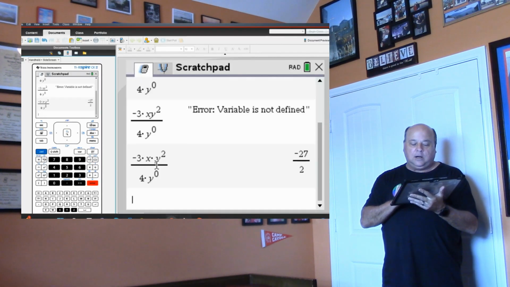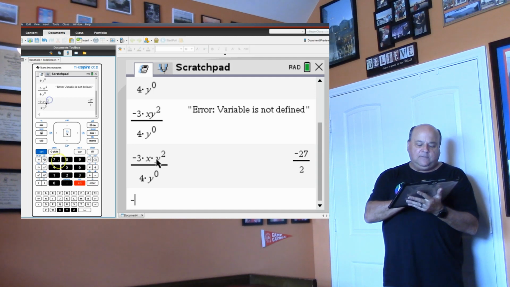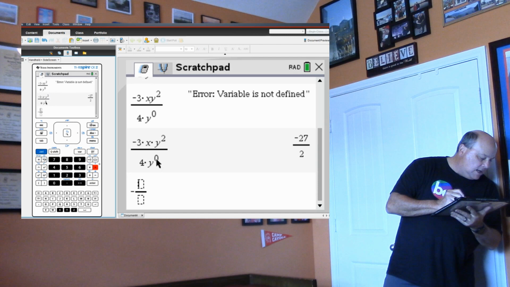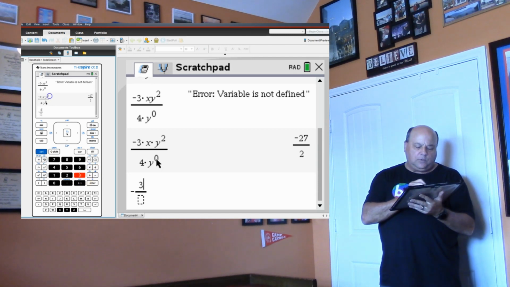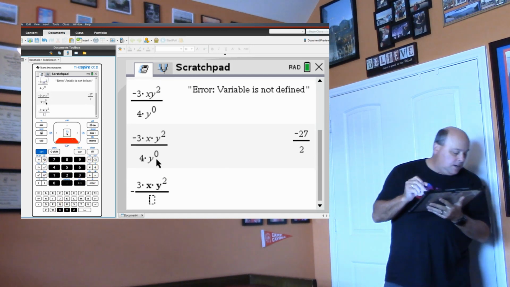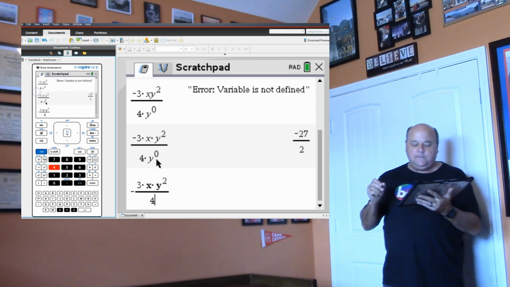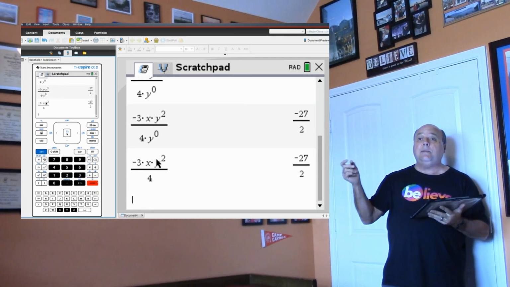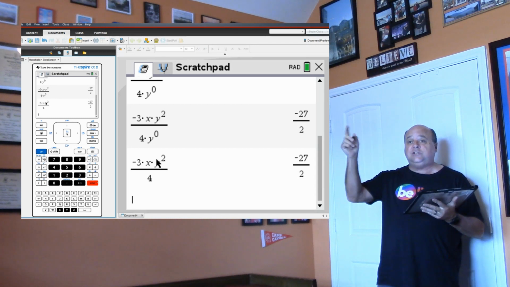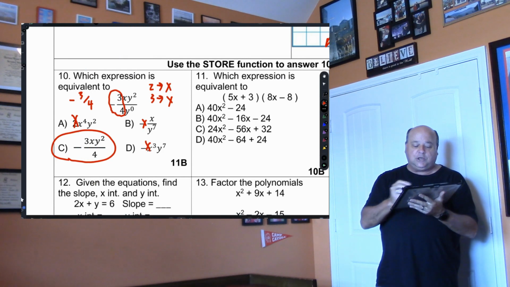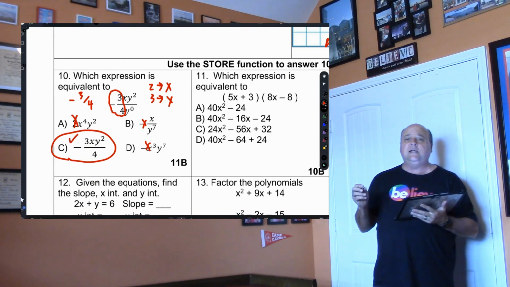So I'm going to go to the calculator. I'm going to type in a negative, and then control divide, and then 3xy squared. 3 times x times y squared. And then hit the down button. And then I need a 4, right? Hit enter, and notice I get the negative 27 over 2. That's going to be my answer. Basically you're plugging in the numbers and they match up, don't they? So this right here is the answer.